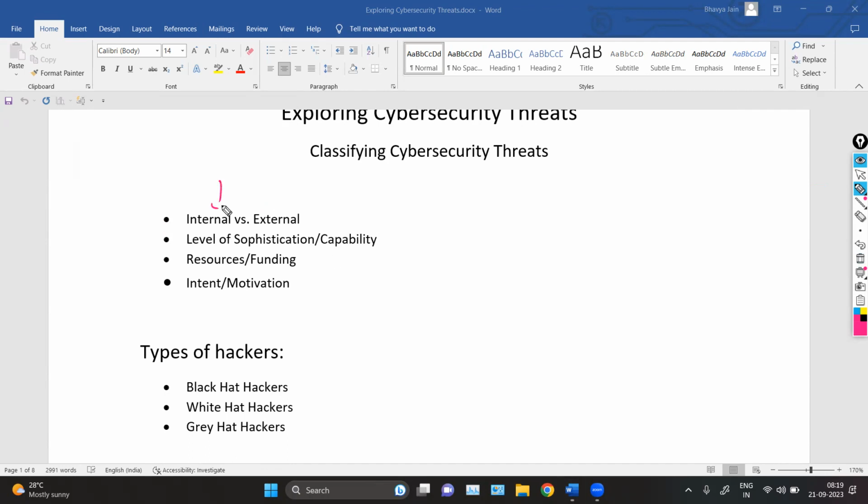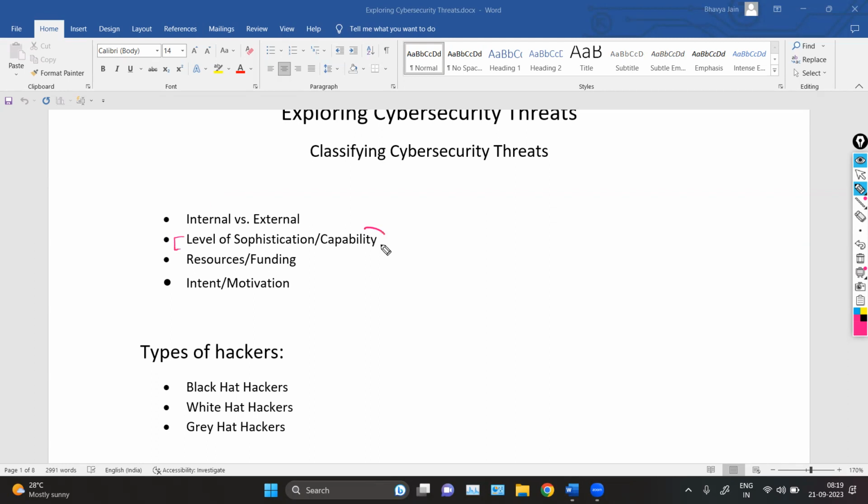So is it internal? Internal can be from any employee. Let's say an employee attacks their own company. That is an insider attack, or an internal attack. For example, external is an attack from an attacker from outside. That is an external attack. So before any attack, we have to identify if it is an internal attack or an external attack.